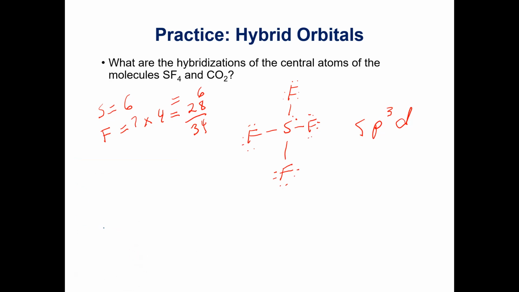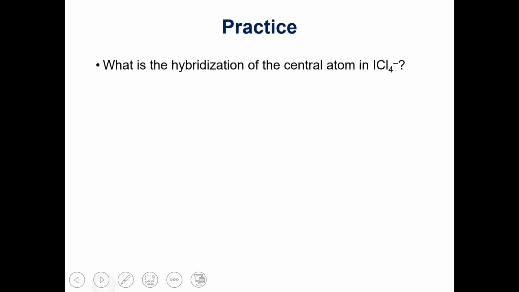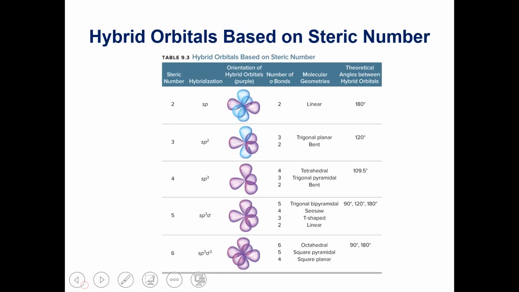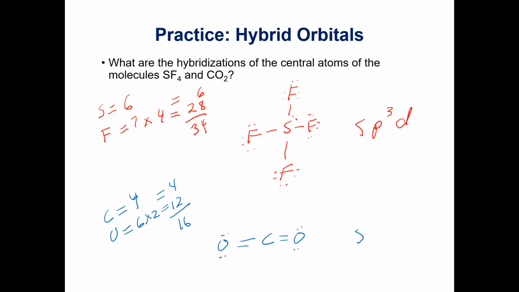So let's try CO2. CO2 we've drawn a few times at this point. So carbon has 4 valence electrons, oxygen has 6, and there are 2 oxygens, which is a total of 12 electrons from the oxygens, 4 valence electrons from carbon, which gives us a total of 16. So I'm going to go ahead and draw carbon dioxide with the double bonds, since we've seen it enough times to be familiar with that. So we've got 2 things bonded to the central atom. So if we go back to our table, that gives us a hybridization of sp.